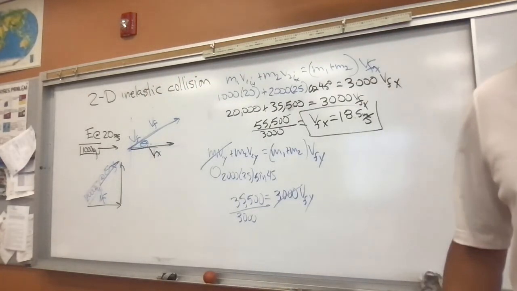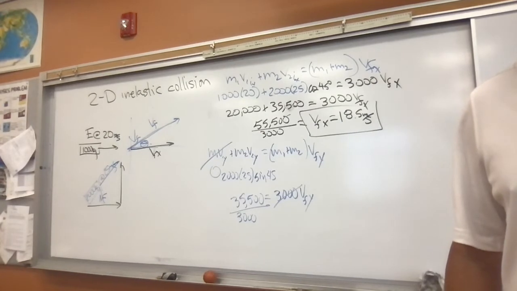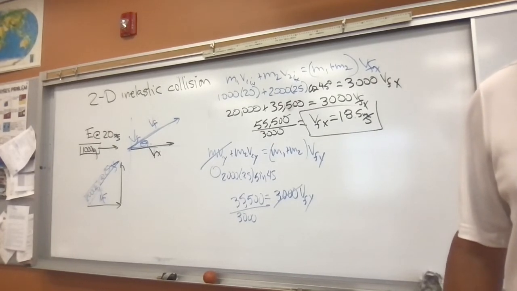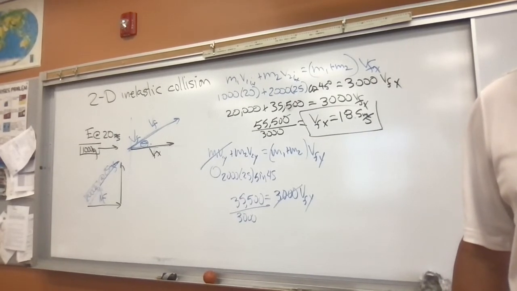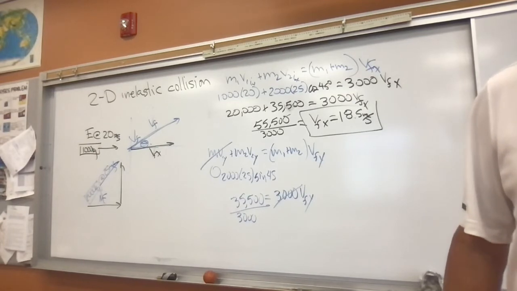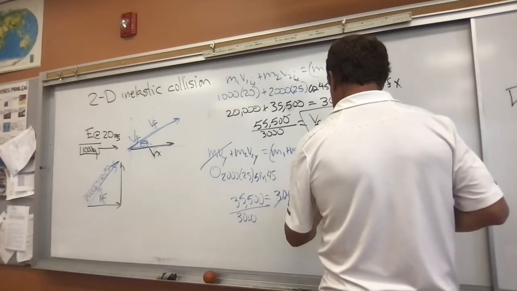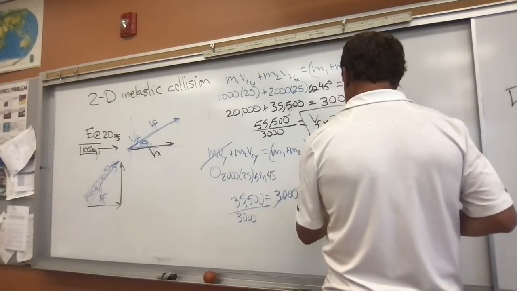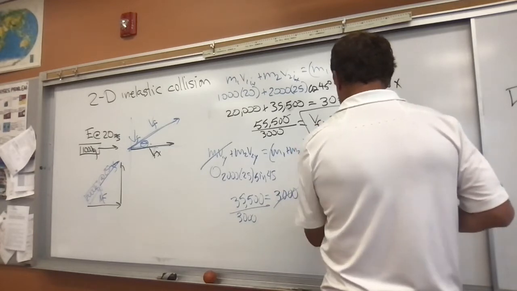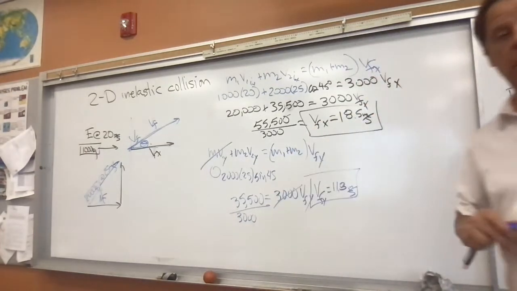And 35,500 divided by 3,000 is going to give us 11.8. So our V final in the Y is equal to 11.8. And you guys, we are not done.